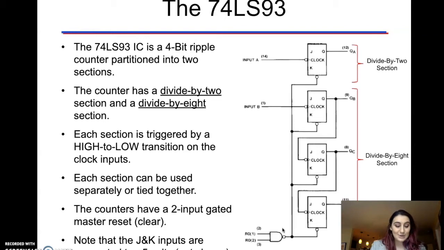Something that you can't see in this schematic is that the JK inputs, which serve as the 2-input reset, are actually tied to 5 volts. So that's how we get that triggering signal. And so that is what creates the flipping and flopping of these flip-flops.